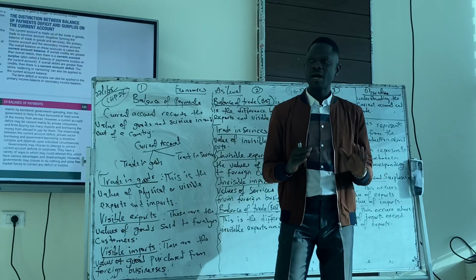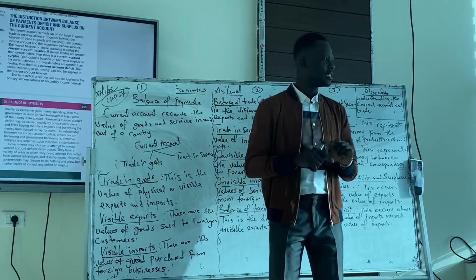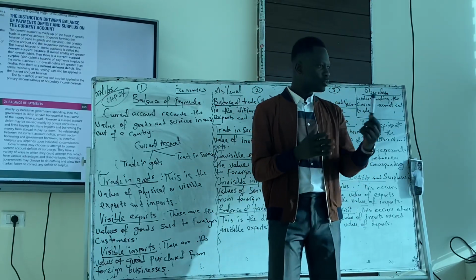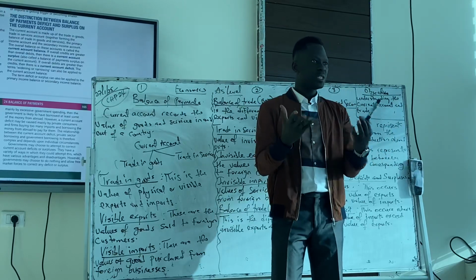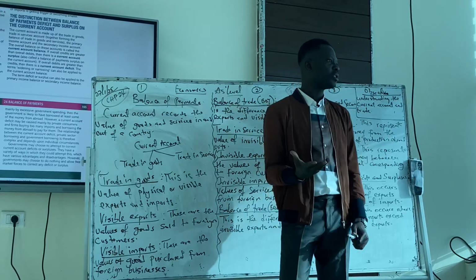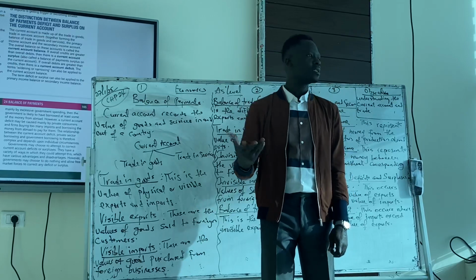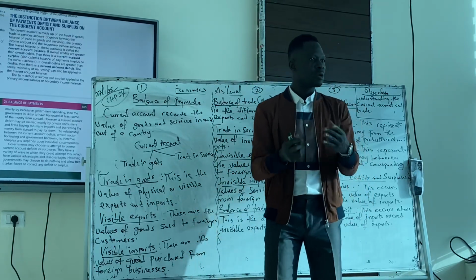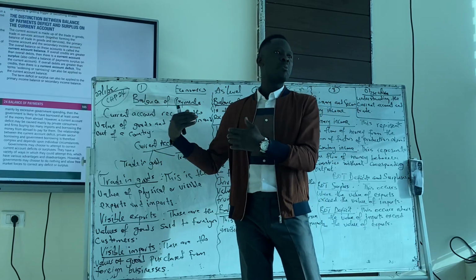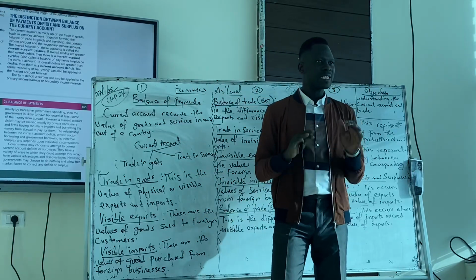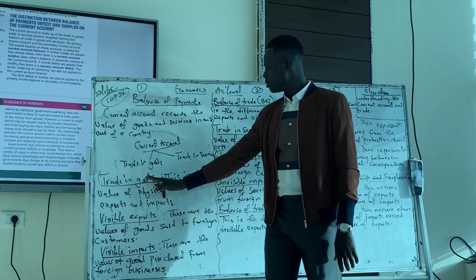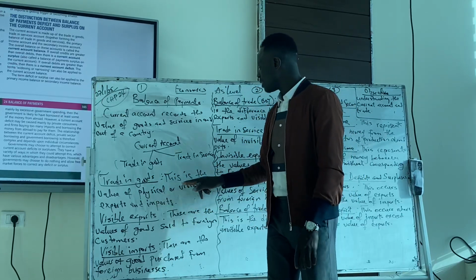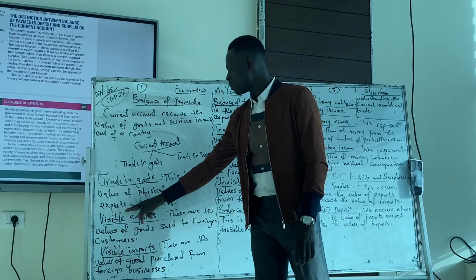In the current account, we have trade in goods and trade in services. For goods, these are things we can see, visible, physical, we can touch them, they are handy. Laptops, cars, and these things, we can see them. So we have those goods that go out of the country and those goods that we buy into the country. So that's exports and imports. So for trading goods, I wrote, this is the value of physical and visible exports and imports.